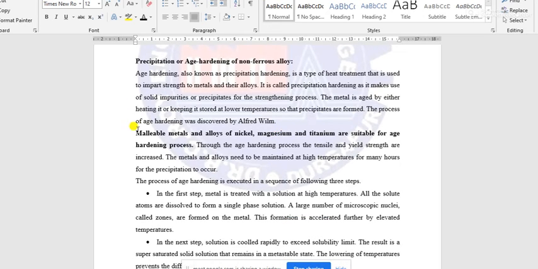Next, coming to the precipitation or age hardening of non-ferrous alloy. That means non-ferrous metals and non-ferrous alloys. Obviously we are here discussing alloys, that's why I have written alloy here, but for non-ferrous metals we can also use this precipitation or age hardening. This is also one of the heat treatment processes.